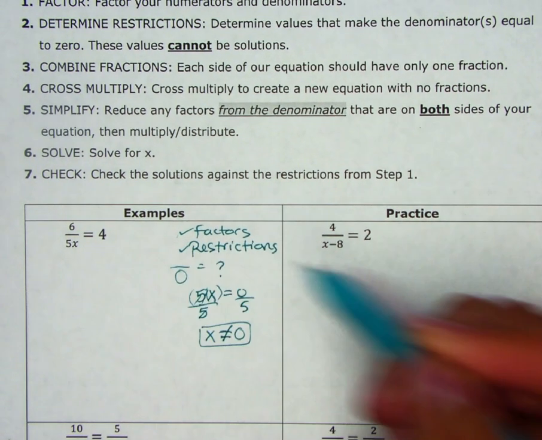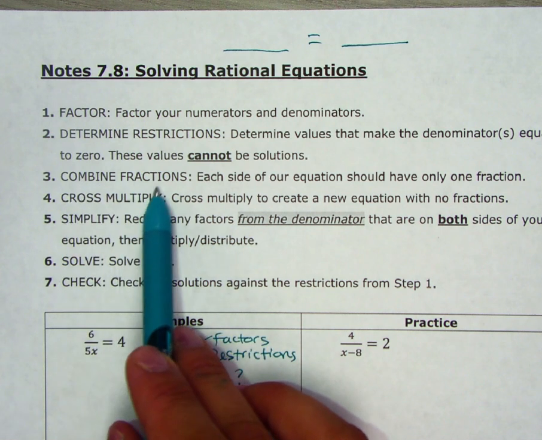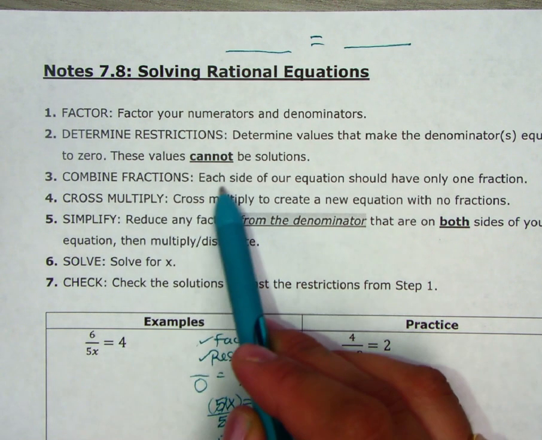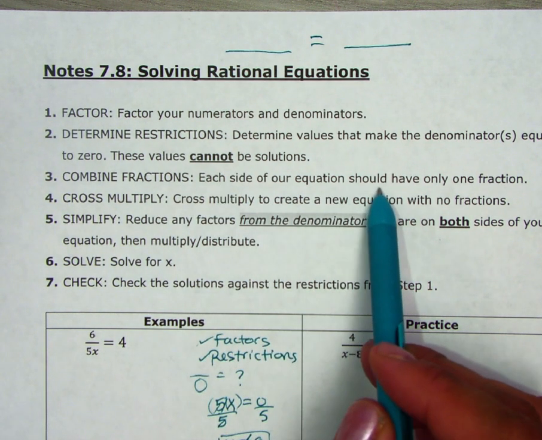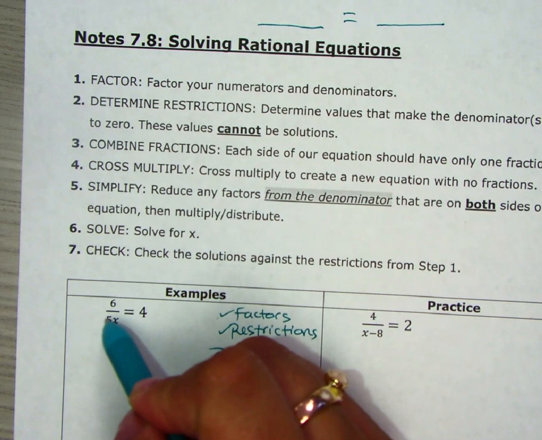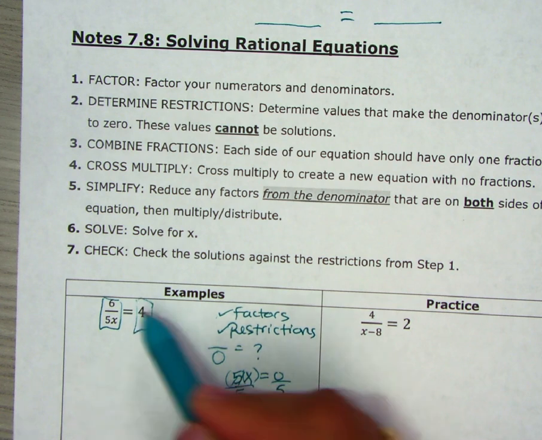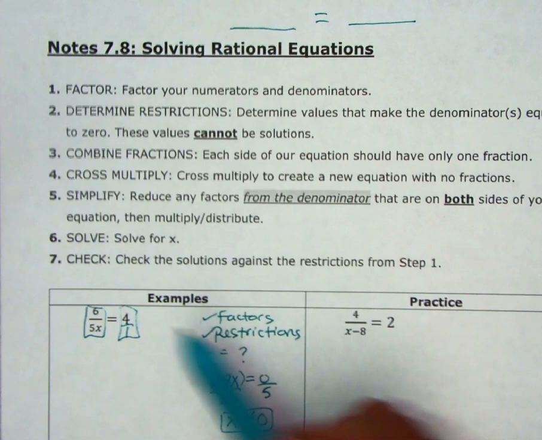All right, check. Next, we have combine fractions, meaning sometimes each side of our equation may have more than one fraction, so you need to combine. So for example, the one we have here is one fraction on the left side, and technically one fraction on the right side as well, since 4 is 4 over 1.